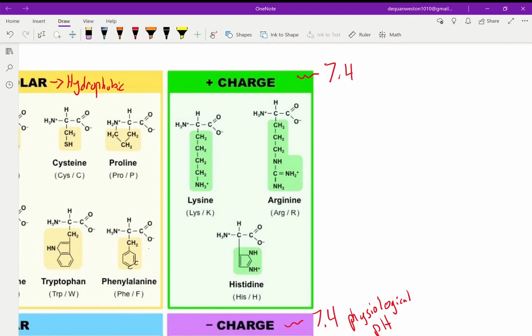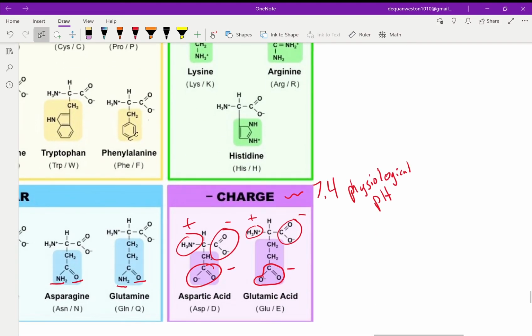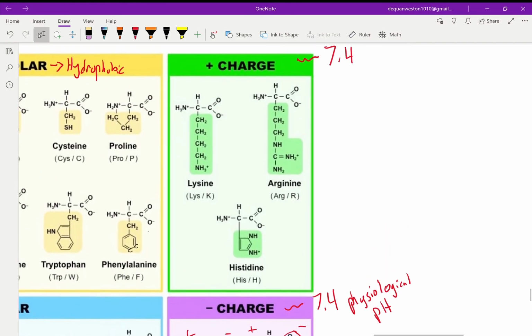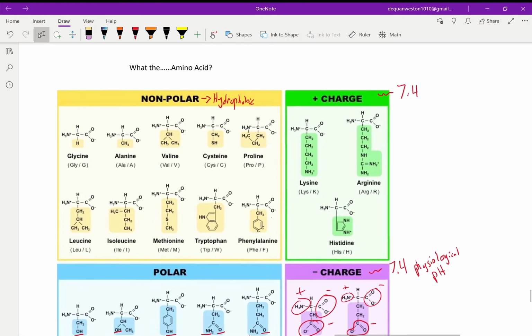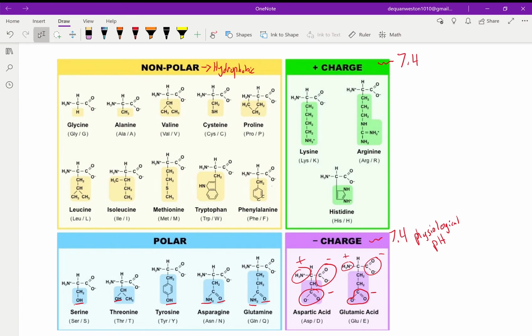And remember, these don't want to have plus charges. These don't want to have negative charges. So they're going to do things to balance that out. They might hydrogen bond. They might form some weird ionic bonds. They might form bonds with water. They might act as receptors. They're going to have some sort of function. So when you see these, just know how they're going to interact.